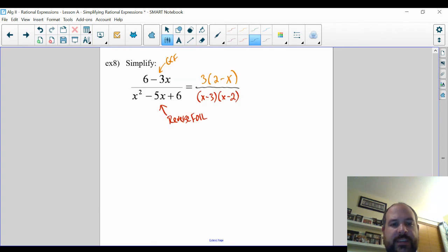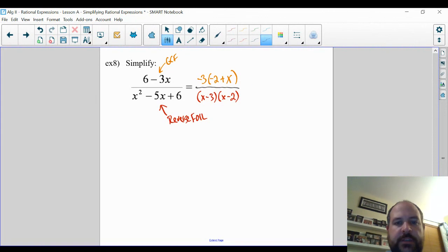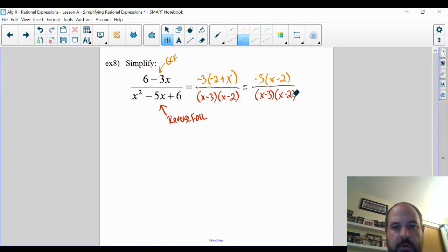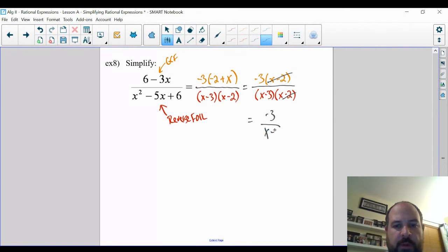So if I go back to this problem here, rather than factoring out 3 in the numerator, I'm going to factor out negative 3. So that's going to make it negative 2. That's going to make it positive x. So that's going to then give us negative 3 times x minus 2 over x minus 3 times x minus 2. And now I can cancel out those x minus 2's. And that's going to leave us with a numerator of negative 3, denominator of x minus 3.